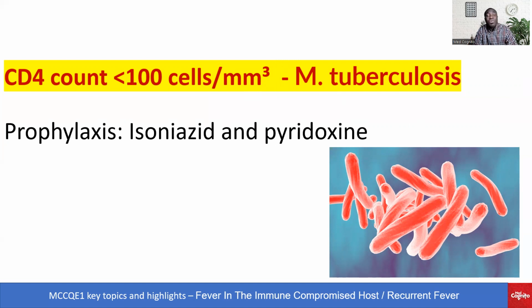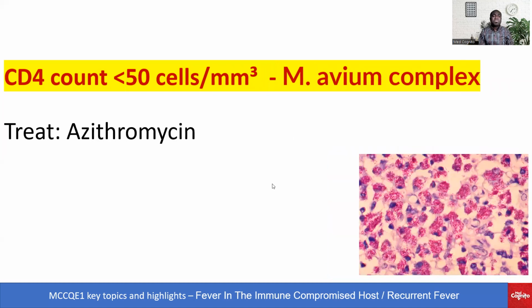If you have an HIV patient whose CD4 count is less than 100 and you want to give prophylaxis, you give isoniazid and pyridoxine. Isoniazid is the main TB medication you want to use as the prophylaxis, okay?